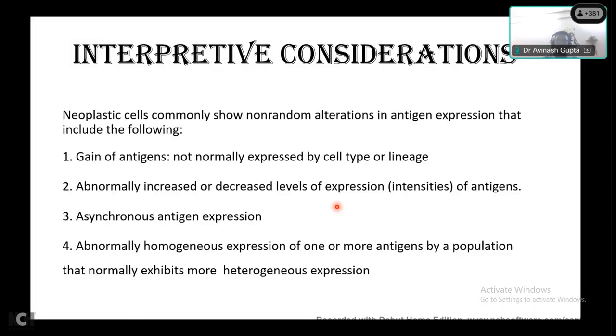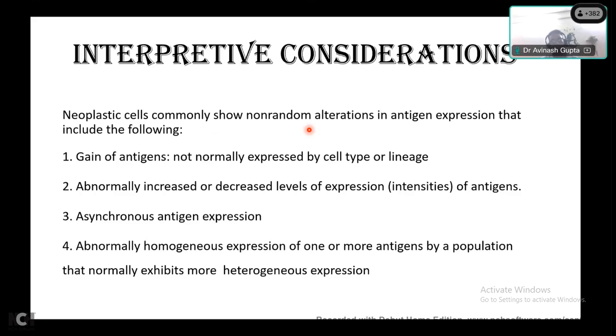So after all this, there are a few interpretative considerations. Whenever you are going to analyze flow data, you should be very much aware of what the abnormalities are, and why I'm talking about this. If you remember from your pediatrics, there is a particular maturation process. If an infant grows to a particular stage or month, he will lose some responses and gain some responses. The same happens with our blast population.